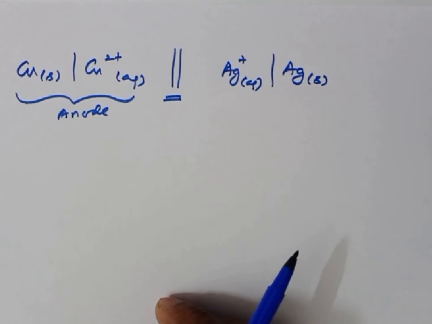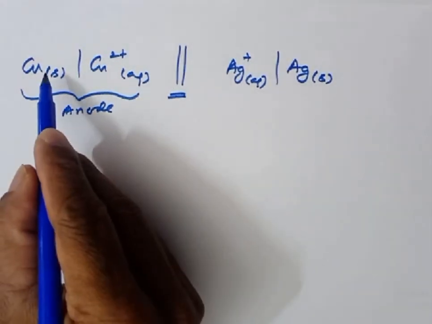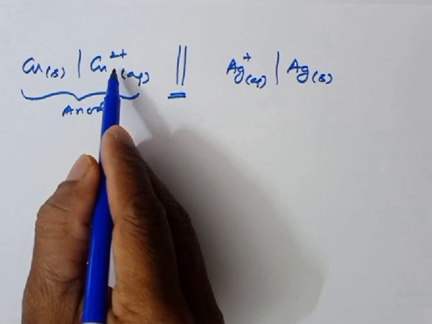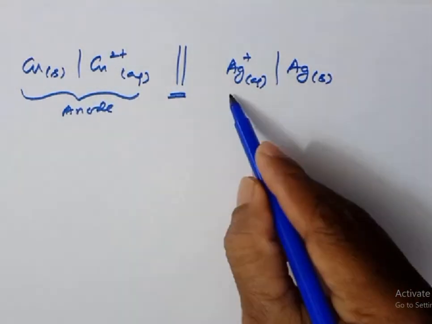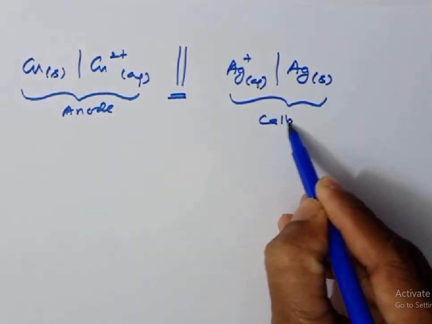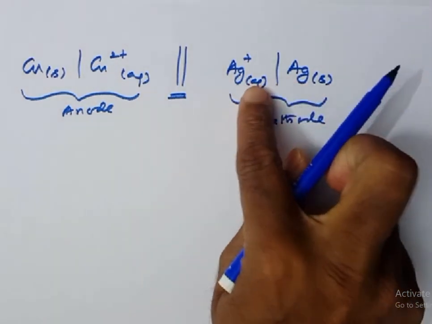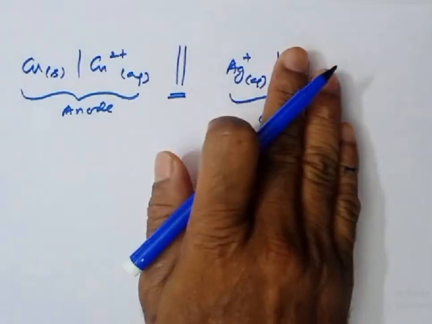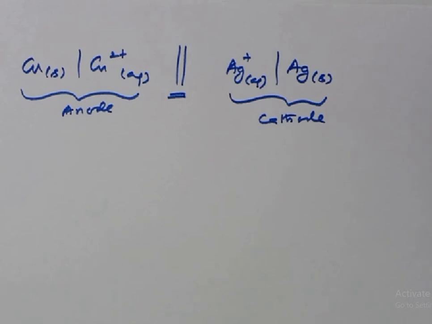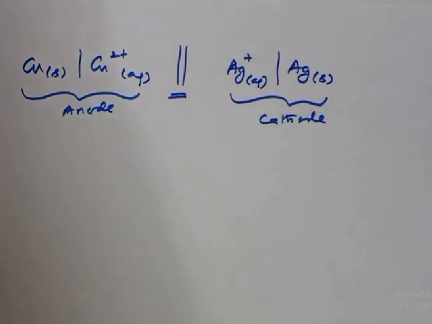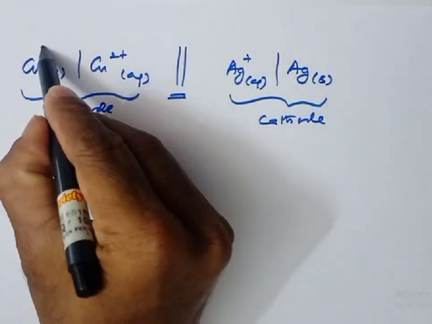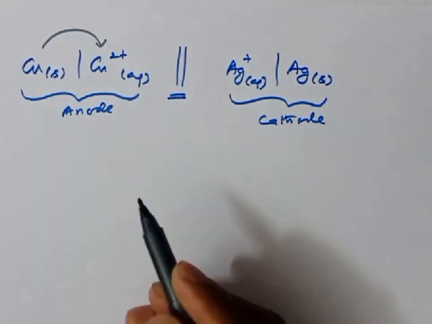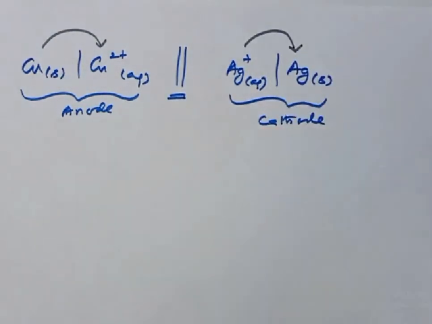Okay, so in the anode compartment, we have copper immersed in copper sulfate or cupric ion solution. In the cathode compartment, this is the cathode. In the cathode compartment, silver is immersed in silver ion solution. Now, students, observe carefully. We always write the anode on the left hand side and the cathode on the right hand side. Now, what is the cell reaction? How to write the cell reaction, students? Very simple. Just see this arrow. Copper becoming copper 2 plus and silver ion becoming silver.